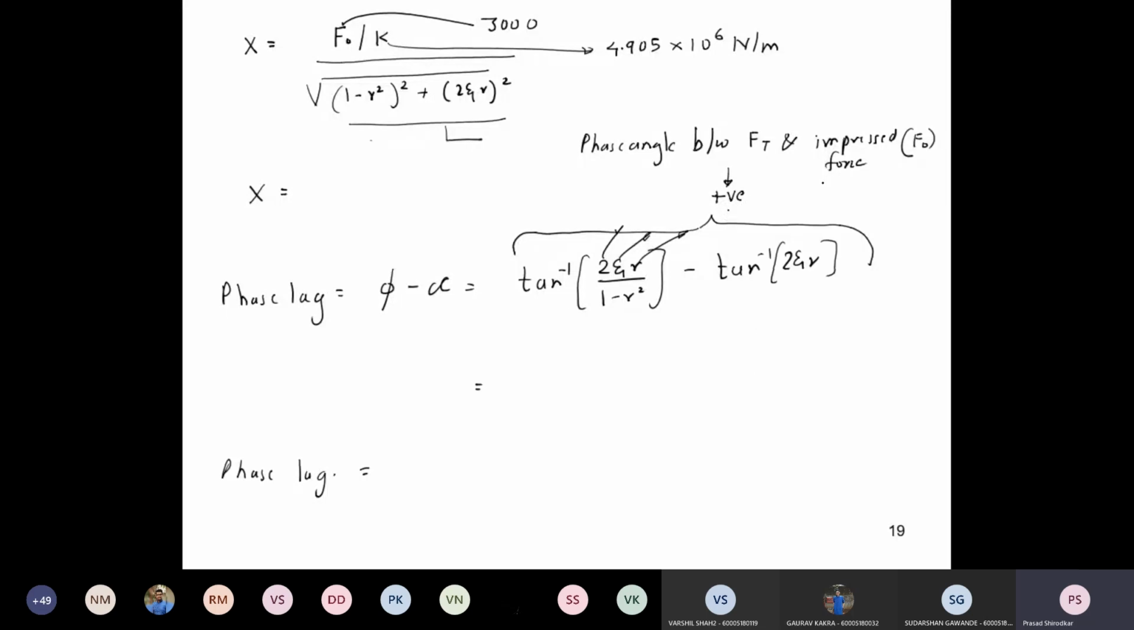What does the negative value mean? That the impressed force lags transmitted force. Okay. So that means what? The impressed force is coming after the transmitted force. That doesn't make any sense. Alright. The impressed force should always come before the transmitted force. So the phase lag between the impressed force and the transmitted force should always be a positive value. Negative value means this comes after this, which in practical sense is not possible. All right. So this value should be a positive value. Okay. So this is the hint which has been given to you.